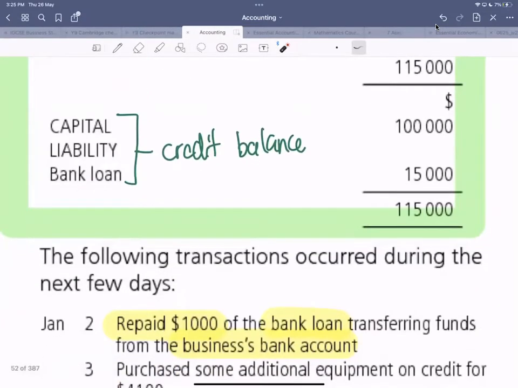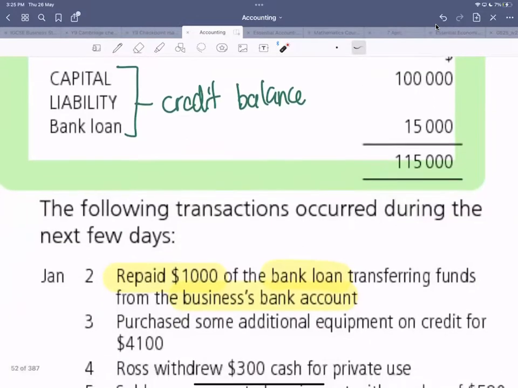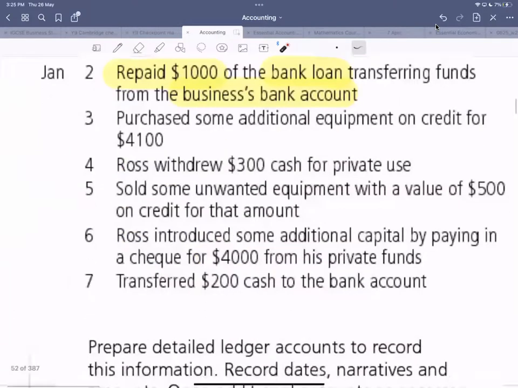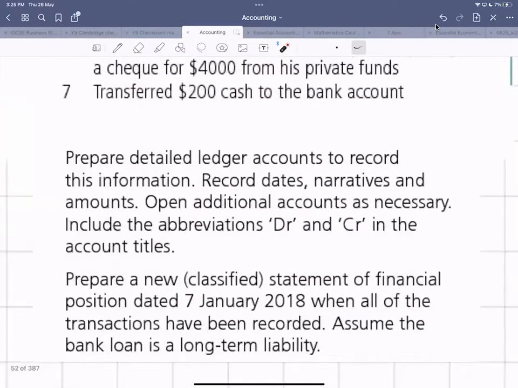Okay, the following transaction occurred during the next few days. January 2nd, we paid 1,000 of the bank loan transferring funds from the business's bank account. Before you start here, you need to go down to read what is required for you to do. Prepare detailed ledger account to record this information, record dates. So when you see the word ledger accounts, this means T accounts.